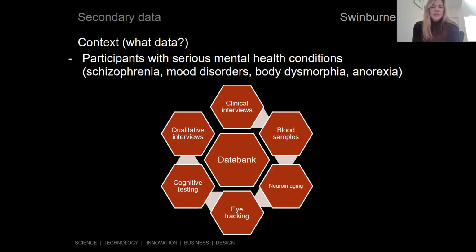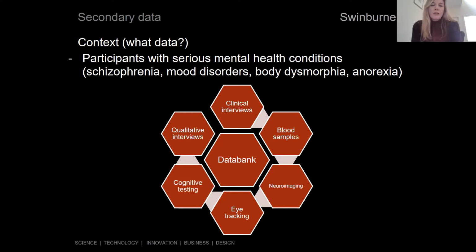So just to give you some context, as Paula has introduced, I work with participants with serious mental health conditions. These include schizophrenia, mood disorder, body dysmorphia, anorexia. And we're really trying to push the boundaries of our understanding with these conditions, especially with regards to cognition. I'm a neuropsychologist by background, and we try to create and conjure up novel interventions for said cognitive problems.